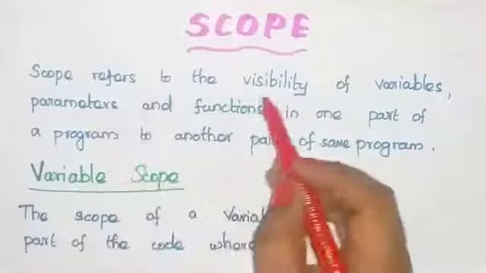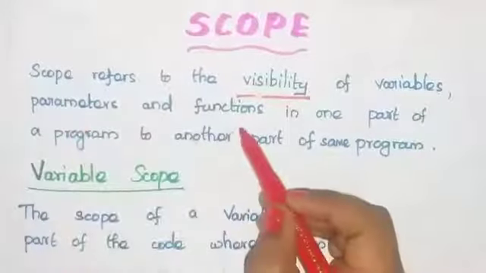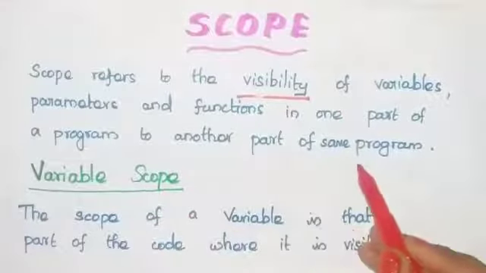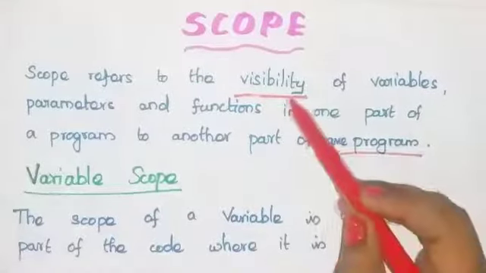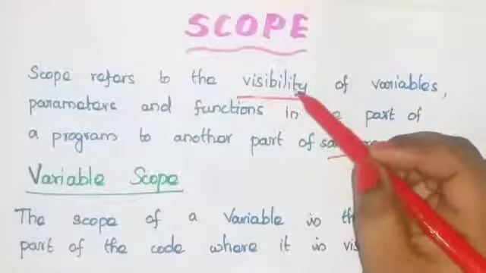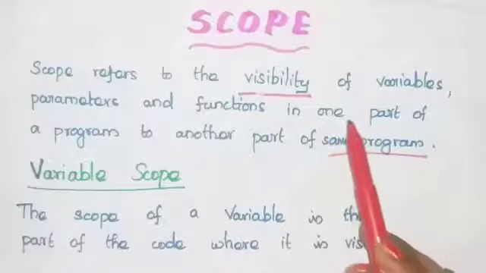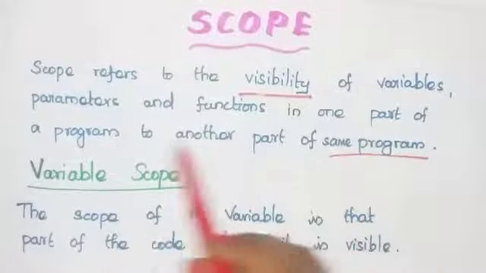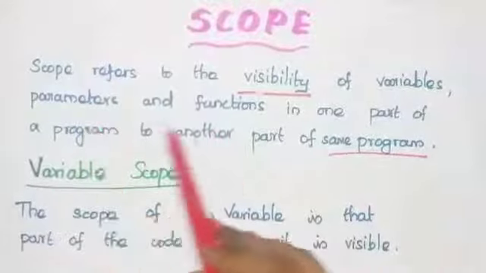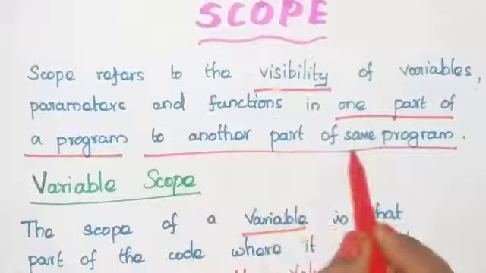Scope refers to the visibility of variables or parameters or functions in one part of a program to another part of the same program. So it determines the visibility of a variable. Note this point, visibility. Visibility means you can access or see it in a particular area of your code.